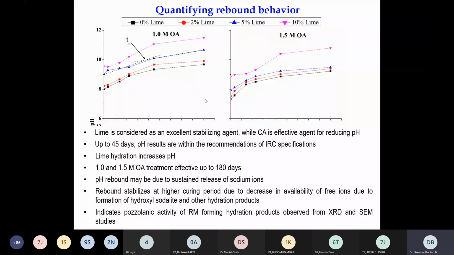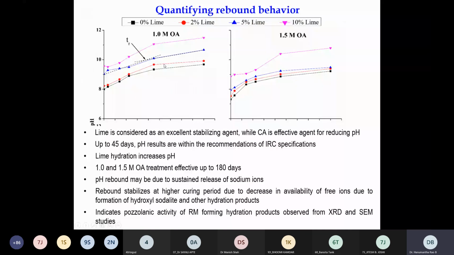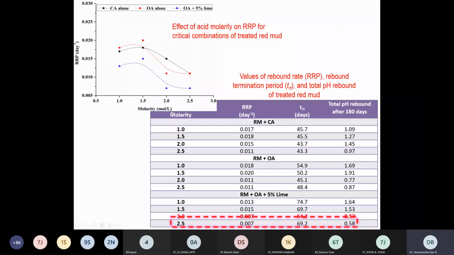And further to add quantification, there is one specific parameter called the rate of rebound. So rate of rebound means, here I showed, we fit one linear curve to the initial rapid rise of the pH rebound, and the slope we term the rate of rebound. So this slope we further plotted against the molarity, because we need to understand which molarity is highly effectual. We used 4 molarities: 1, 1.5, 2 and 2.5. So which molarity performed best?